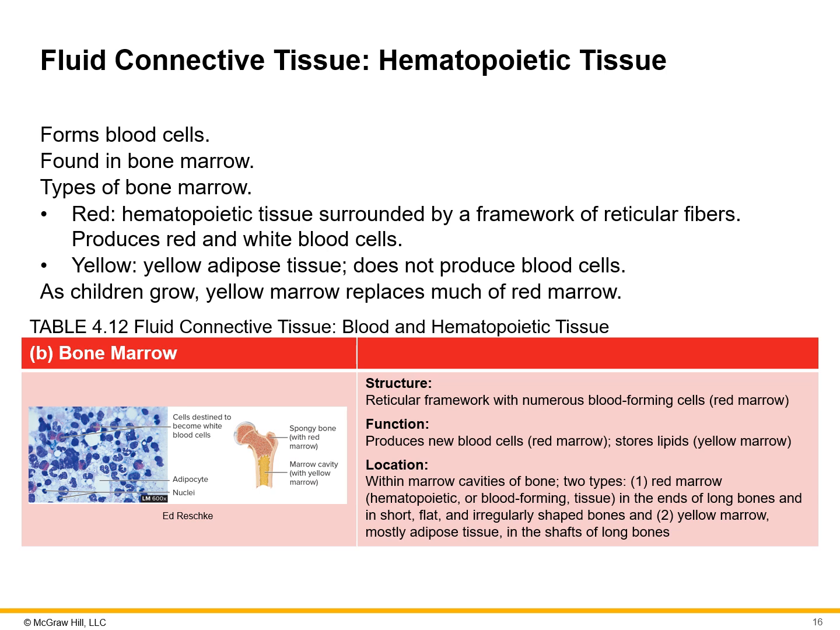Now, hematopoietic tissue is actually what forms or makes the blood. So this is in our bone marrow. A couple different types of bone marrow. Red bone marrow, that tissue is surrounded by those reticular fibers. That's what makes our red and our white blood cells. But we also have yellow bone marrow, and that yellow is due to adipose tissue, and these are not making any blood cells. So what happens as children grow, the yellow replaces much of the red.